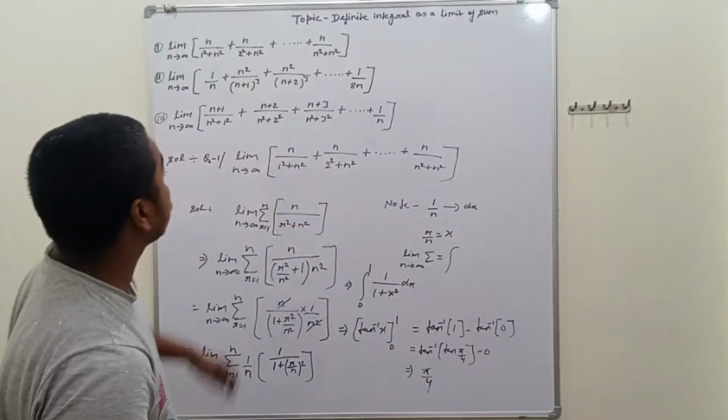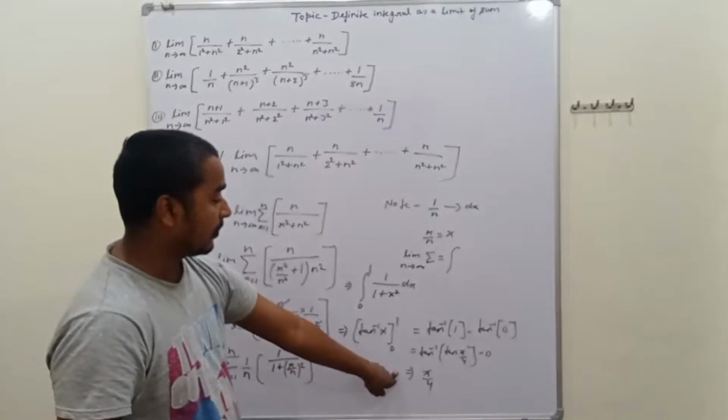The solution of question 1: the answer is pi by 4.